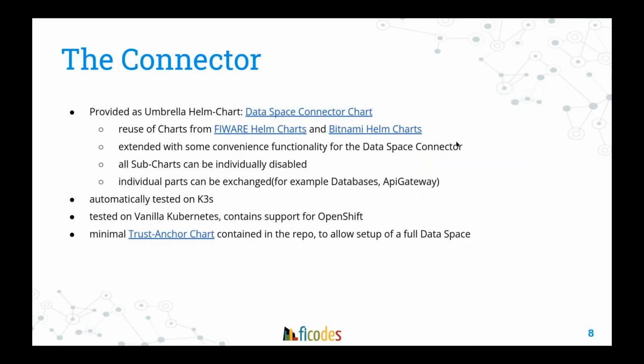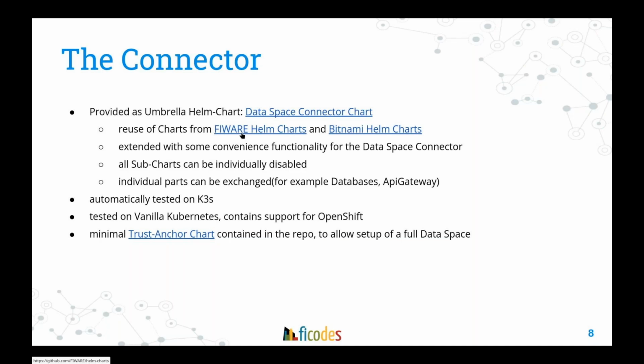Okay, now that we did somehow set up the preconditions, I would go into the more or less details of the FIWARE Data Space connector. We have essentially one single deployment recipe for the FIWARE Data Space connector, which is an umbrella Helm chart called the Data Space Connector Helm chart, which is more or less just assembled by charts from the FIWARE Helm charts repository and the Bitnami Helm charts repository. In the FIWARE Helm charts repository, you can mostly find the components that were developed and are maintained by the FIWARE Foundation and FIWARE community.